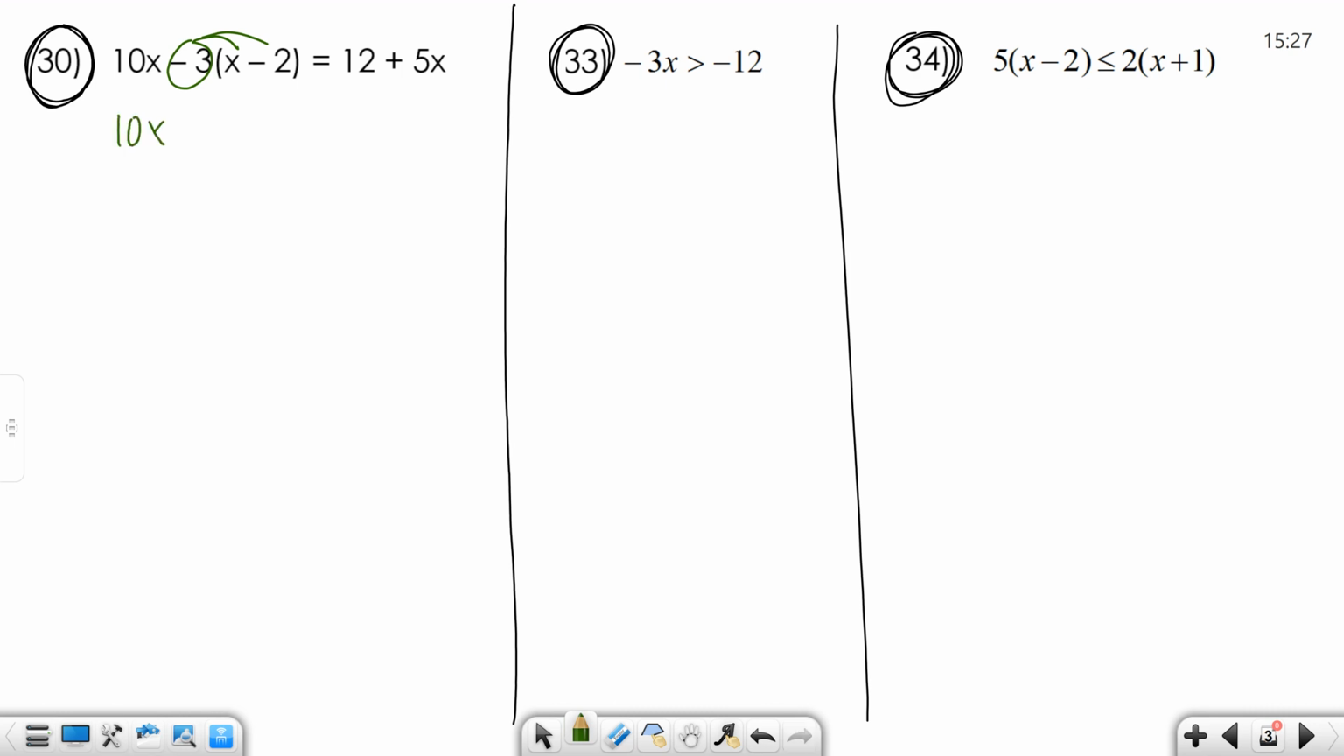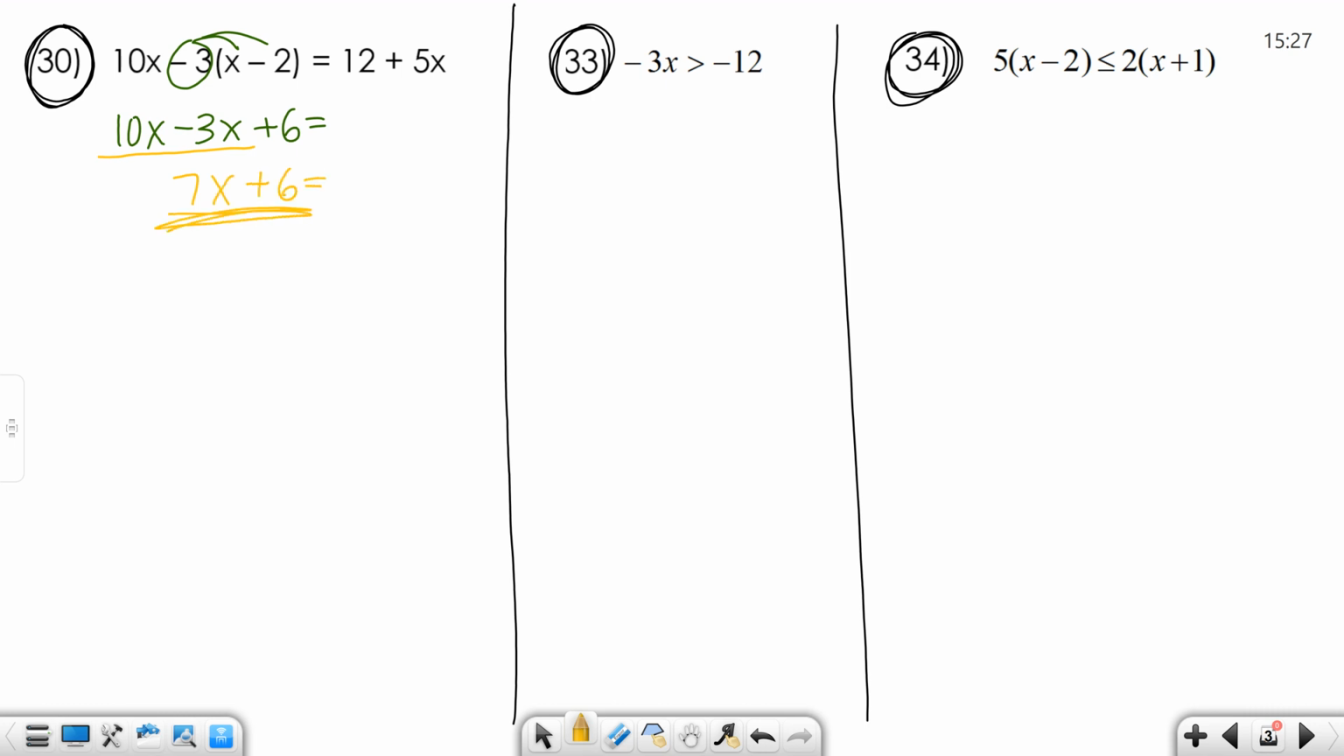So this 10x stays out front. Look, the 10x is not times everything. The negative 3 is times everything. So negative 3 times x is negative 3x. And then negative 3 times negative 2 is what? Positive 6. So then I'm not even going to worry about the right-hand side right now. Is there any more work I can do over here on the left-hand side of this? Sure, I can put the 10x minus 3x together and get 7x plus 6 equals.